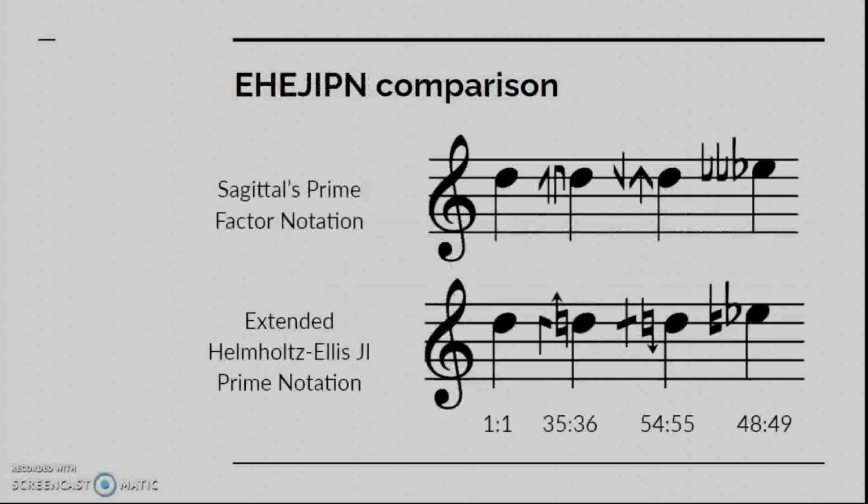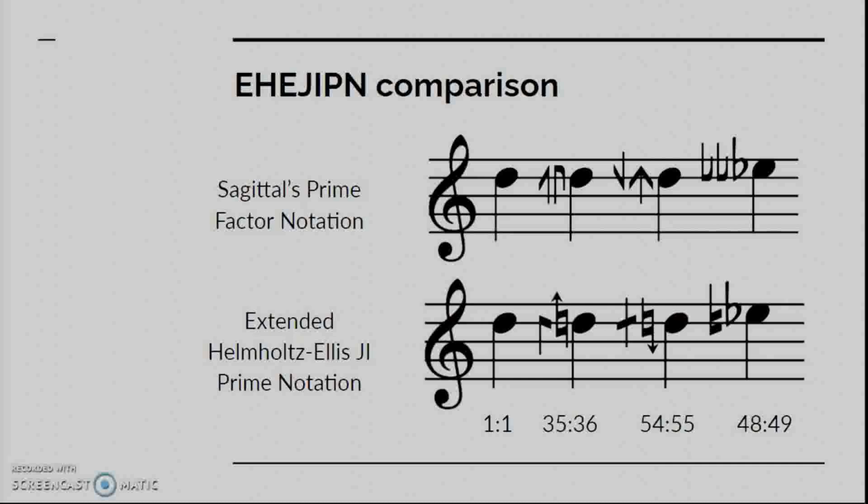I also said earlier that using Sagittal in this style was similar to other JI notation systems. So let's do a compare-contrast with Extended Helmholtz-Ellis JI Pitch Notation. Even as an acronym, EHEJIPN is long to say, and I think they like to use just HEJI for short, so let's just call it HEJI. So Sagittal's prime factor notation is almost a substitution code for HEJI.